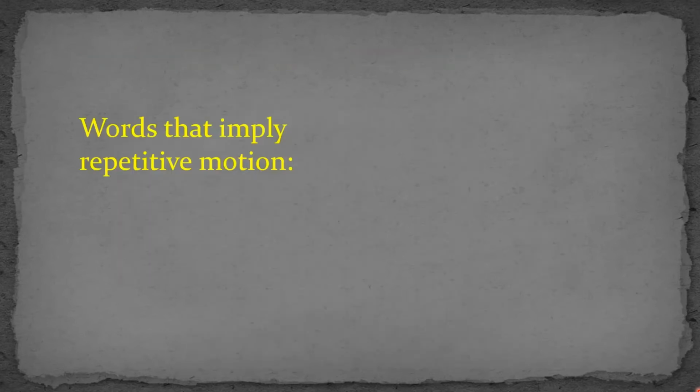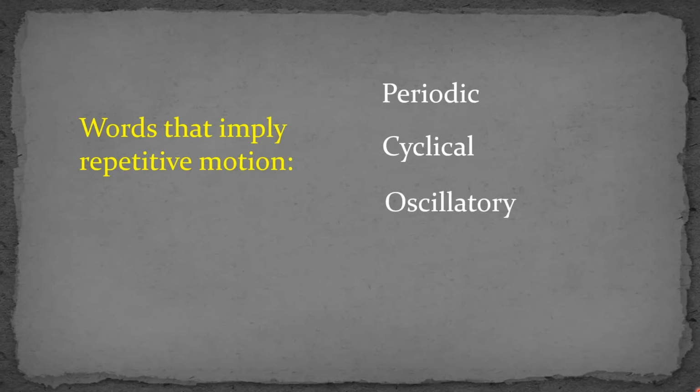When we discuss repetitive motion, there's several different words that can be used to imply repetitive motion. So I need to make sure and introduce those because I'll use them from time to time. So one way to say repetitive motion is periodic motion. Periodic comes from the word period, which we'll discuss in a minute. Another way to say it is cyclical. Cyclical comes from the word cycle. Yet another is oscillatory, which comes from oscillation.